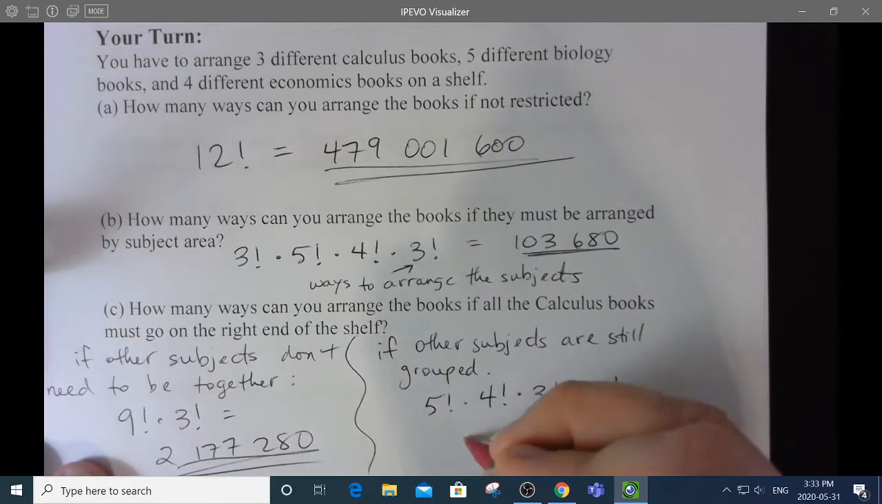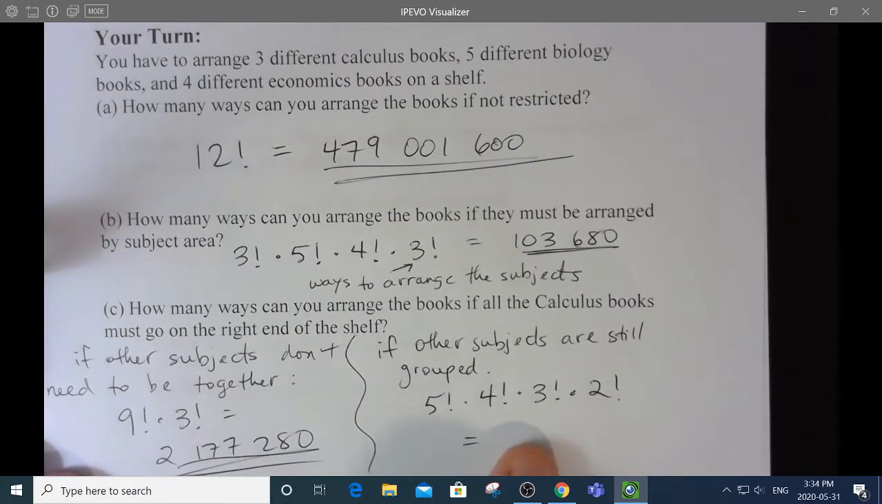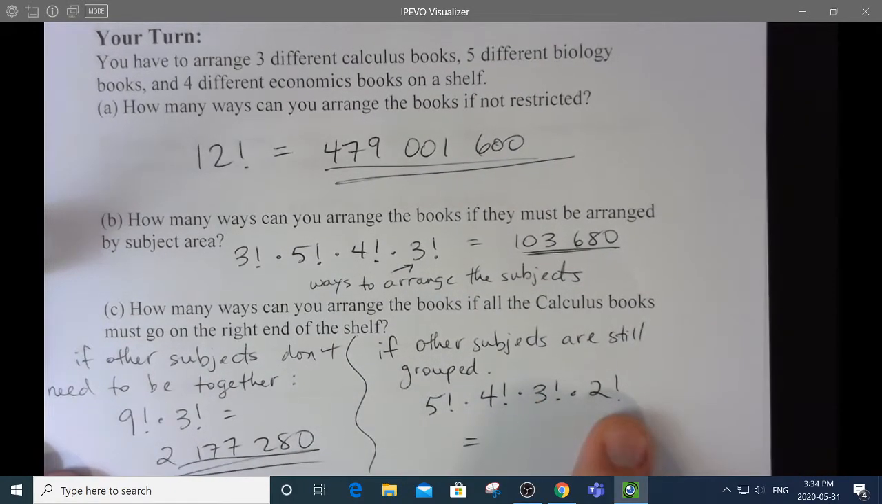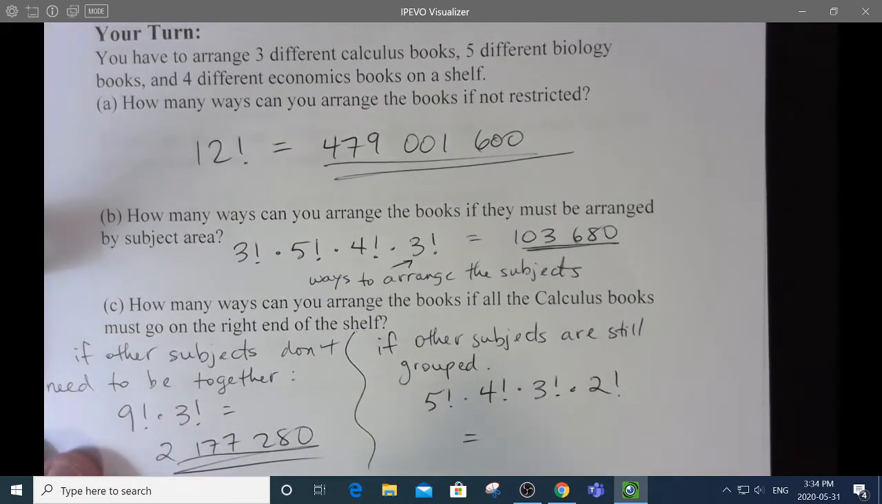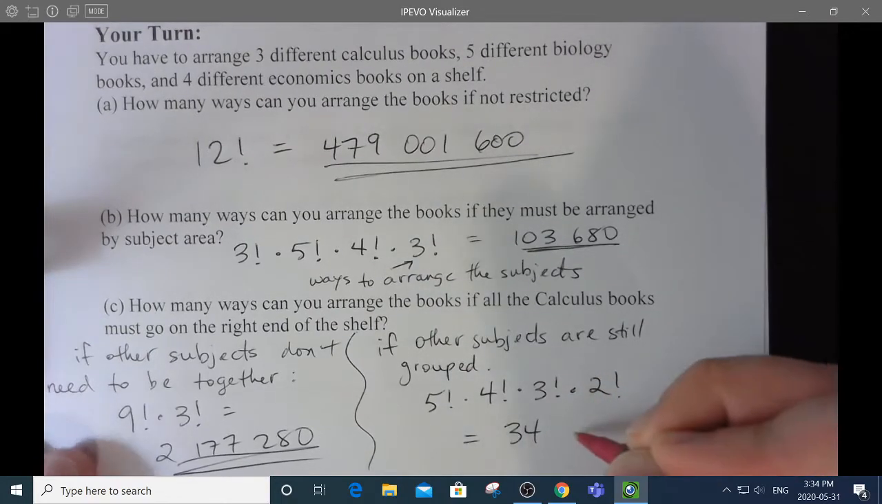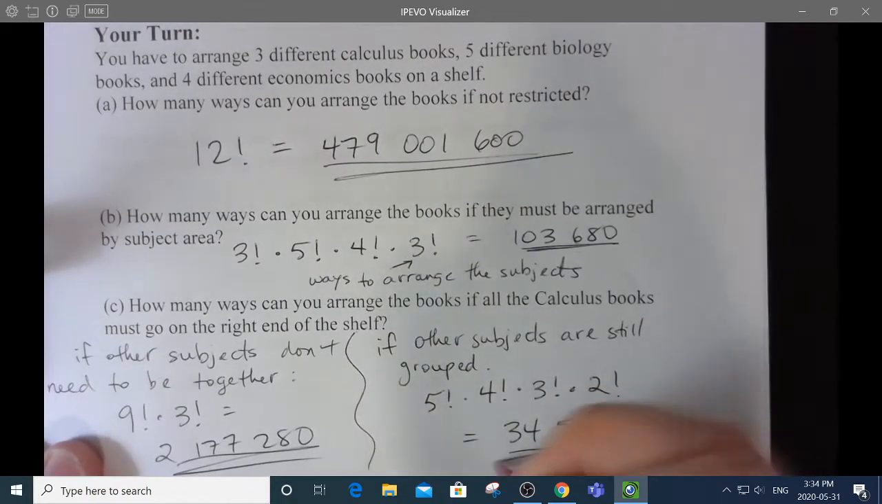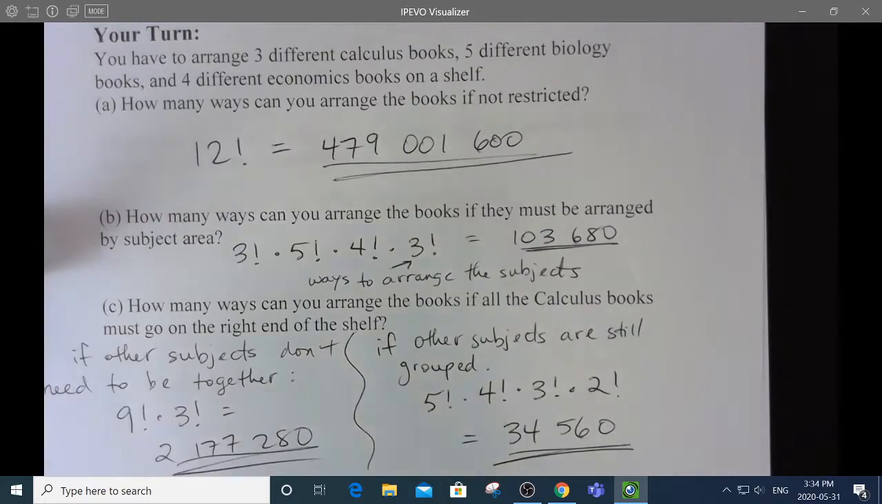So there we go, and that's going to be, what do you think? Is this number bigger or smaller than that? It's got more things times together, but it doesn't get nearly as big in terms of factors. So this is actually way smaller. It's only 34,560 actually. Let me double check that. Is that right?